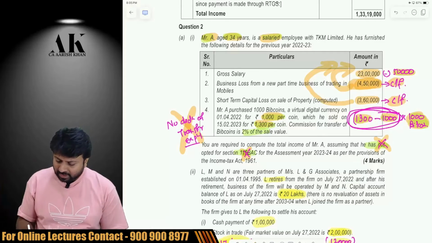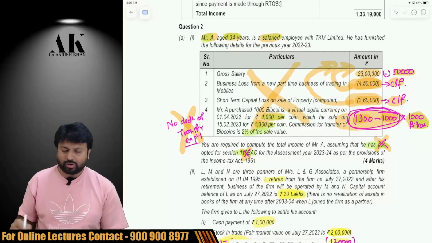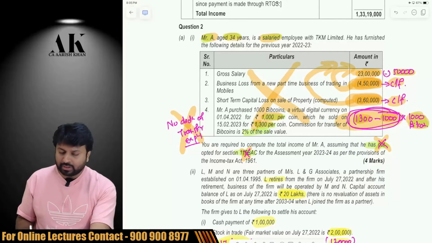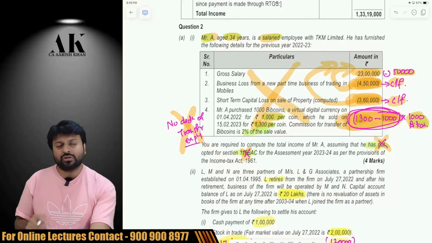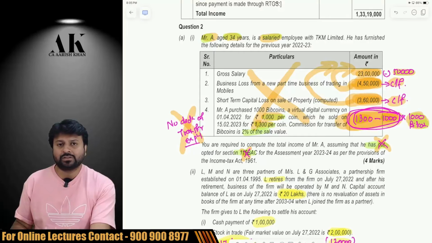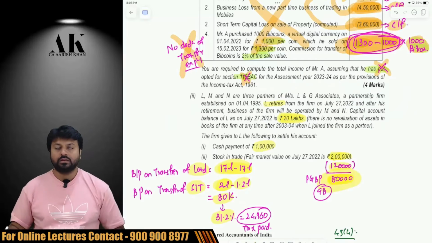Sir, can I set off these losses against this income? Not allowed, not allowed, not allowed. That is directly taxable at 30%. These losses you cannot set off against salary also. These losses you cannot set off against the Bitcoin income also. Both of them have to be directly paid as tax. Okay, just check it once. Let's move on to the next question.